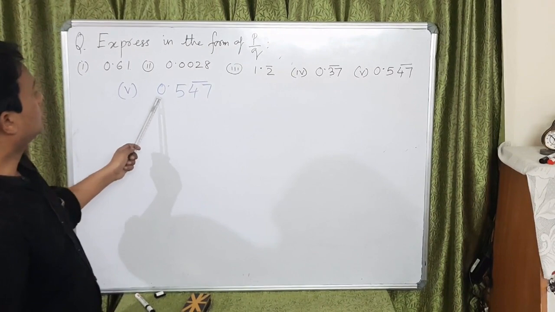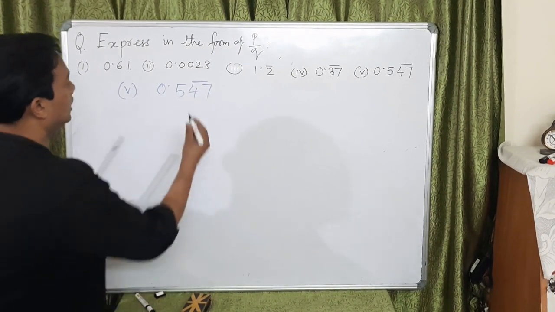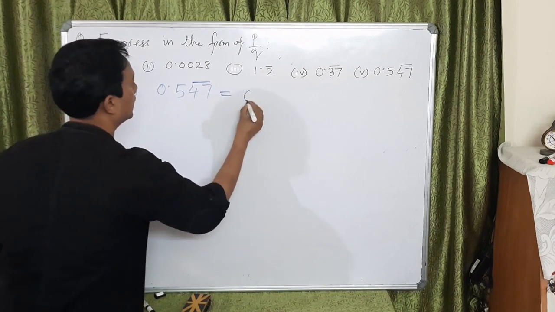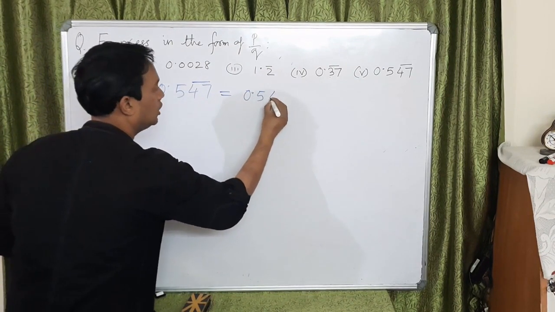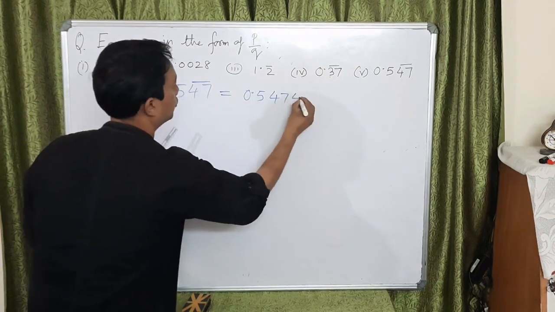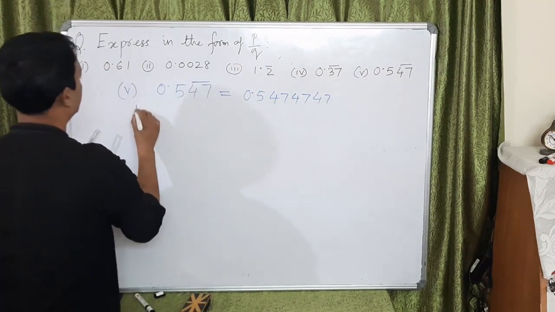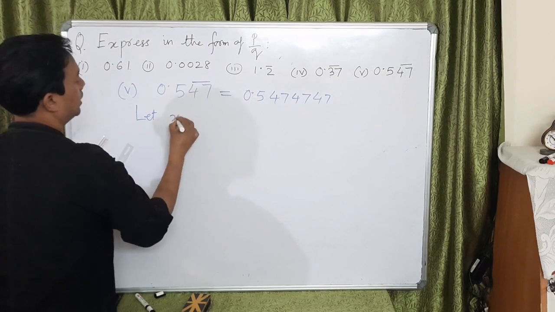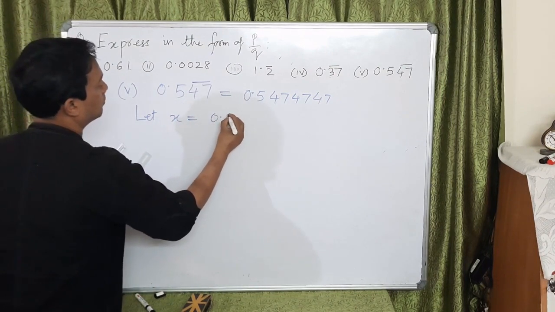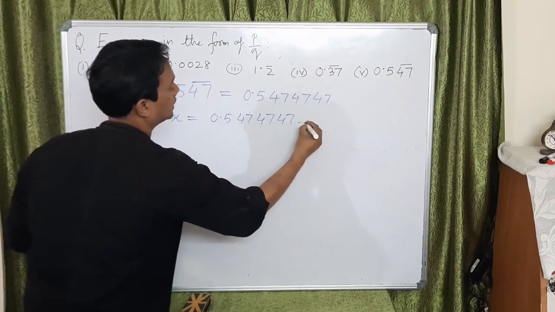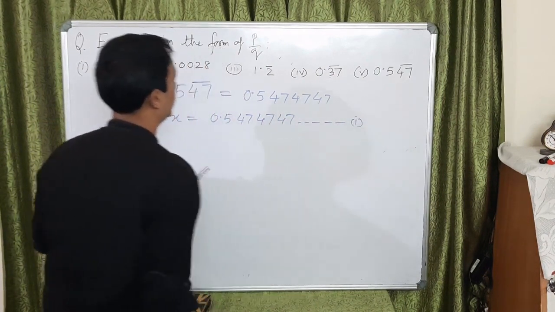Okay, the next one is 0.547 bar. Now you see the 5 is not repeating, only 47. You can write it like this: 0.5, and only 47 is repeating, so 47, 47, 47. Let's denote this by x. So x equals 0.5 then 47, 47, 47. This is equation 1.